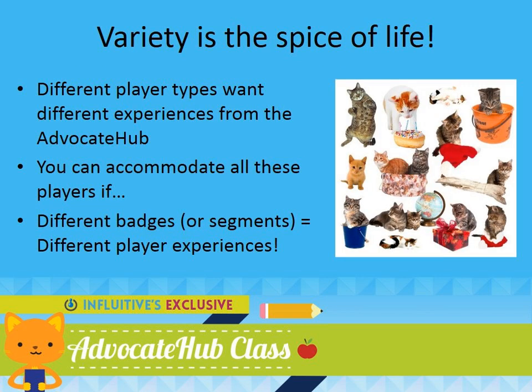So, variety, of course, is the spice of life. And different players want different experiences from your AdvocateHub. So one way to do this is by providing lots of different paths. You can accommodate all the different players as long as your badges or your segments are different player experiences. So maybe you have people who really love doing social challenges or who really love doing references. When a person who does a lot of references gets to the very top level, the experience should be different, but it should also be unique to their path to the top level, right?